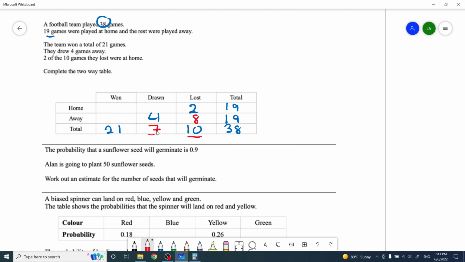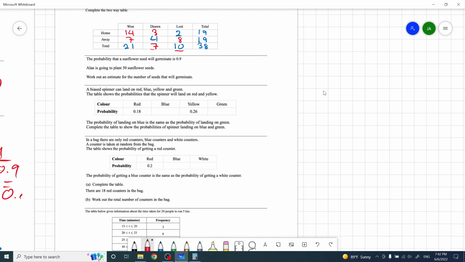Okay, so if they drew 7 games in total, 4 of them away, we take 7 minus 4, that's going to give us 3. And now we just need to see, what plus 3 plus 2 gives us 19? So 19 minus 2 is 17, minus 3 is 14. And we can do this either from the row or from the column. Let's do it for the column. 21 minus 14 is going to give us 7, and just to double check, 7 plus 4 is 11, plus 8 gives us 19. So it all adds up. We've done it correctly, and we are done and moving on to the next.